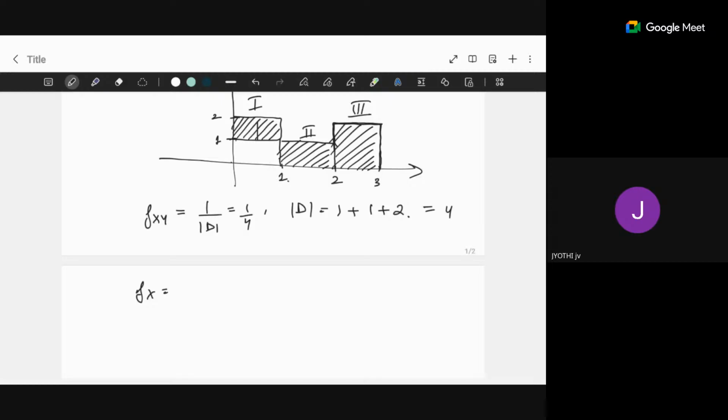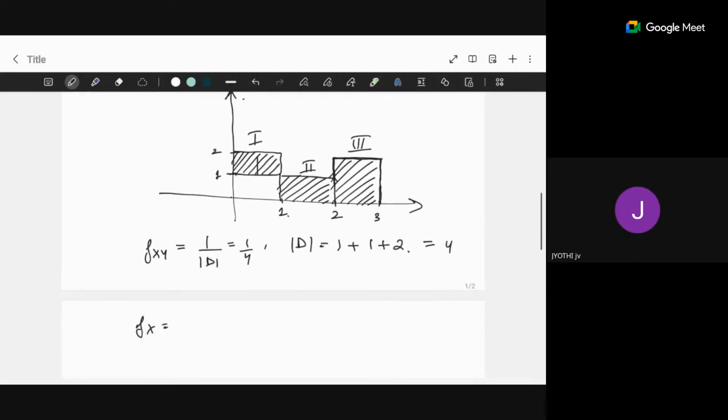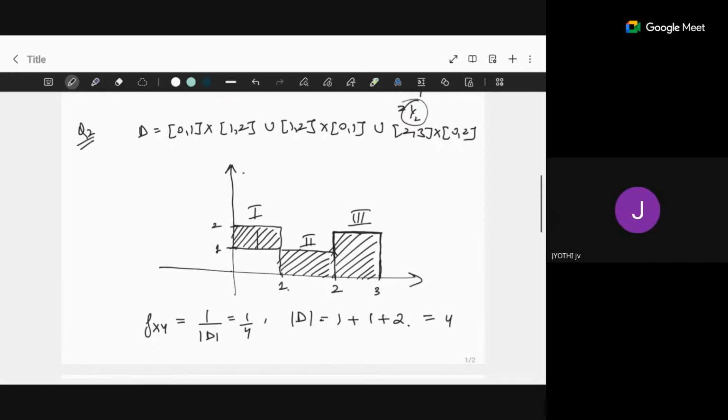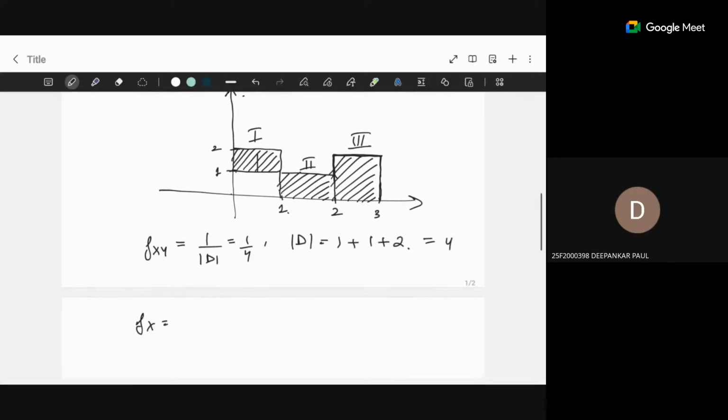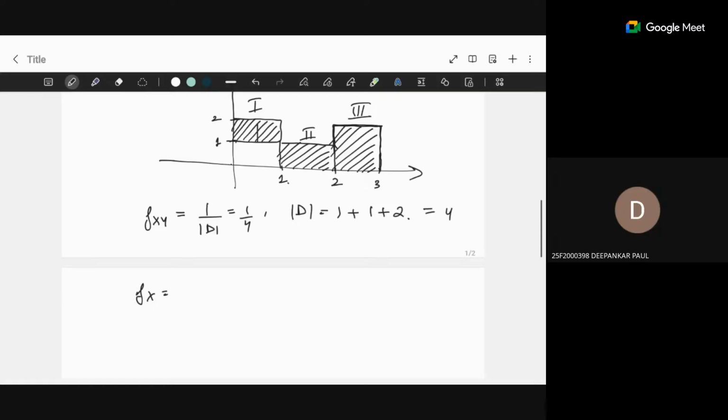Okay, now we need to find out the marginal PDF of X. How will you find out? Ma'am, one for 1 to 2 for dy, then the next one for 0 to 1, and the third one for 0 to 2. Then according to the limits, we can add them. 1 to 2.